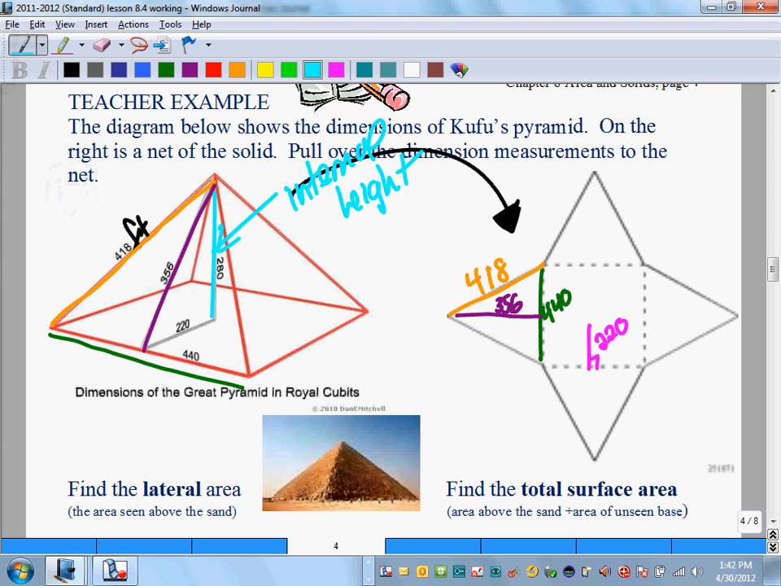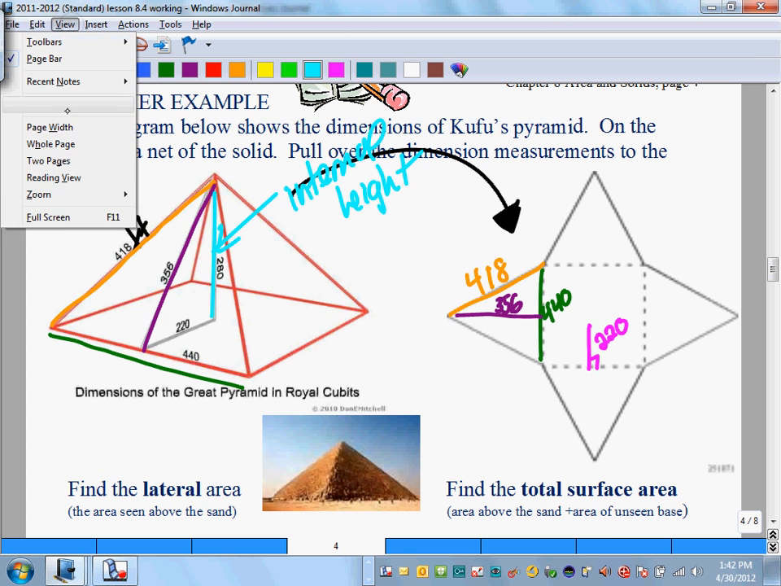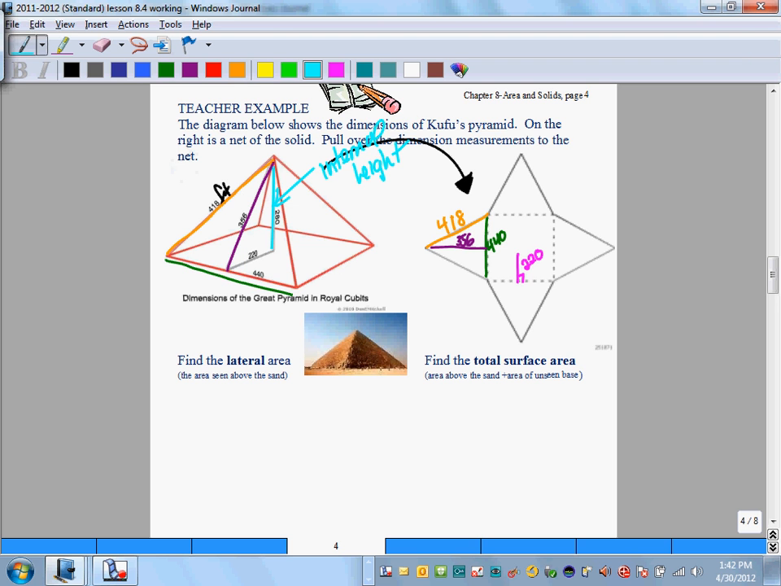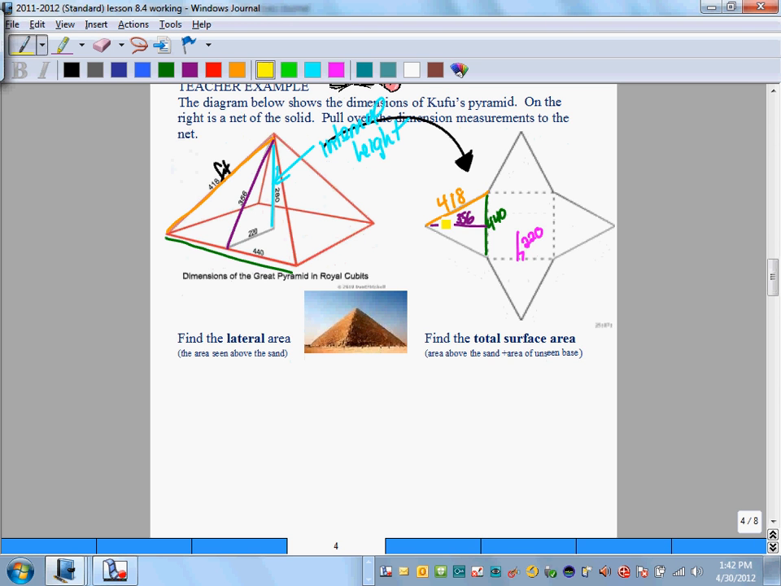Now, if we want the lateral area, I'd like you to stripe. Imagine the pyramid. Stripe all of the area of the pyramid that you would see above the sand. This would be the lateral area, the area around the sides. What in that net would constitute the area above the sand? No, not everything. Do you see that it's the triangles? That's called the lateral area.